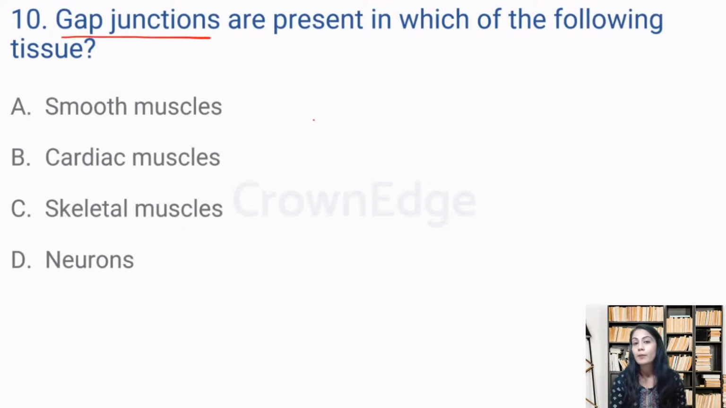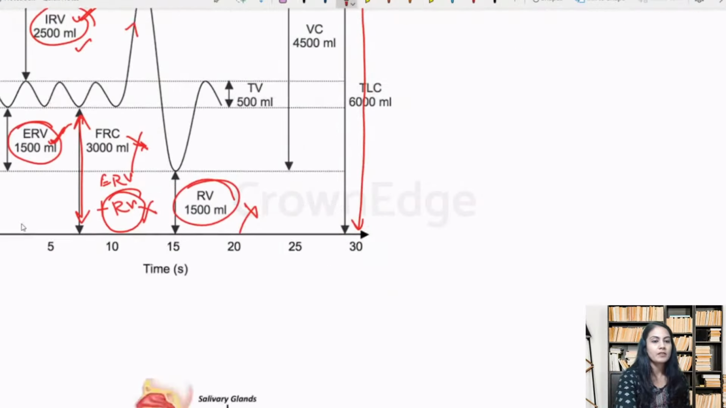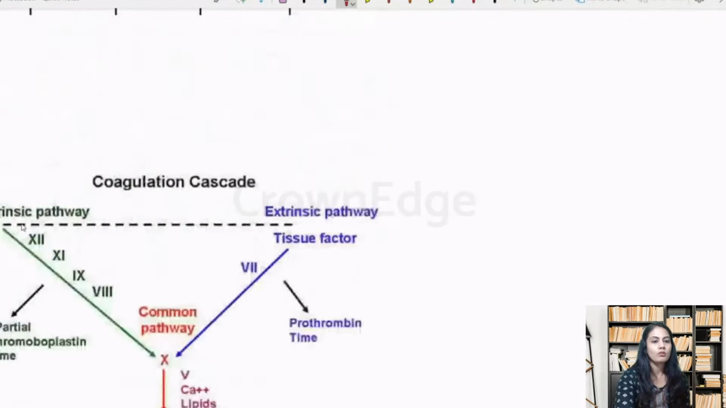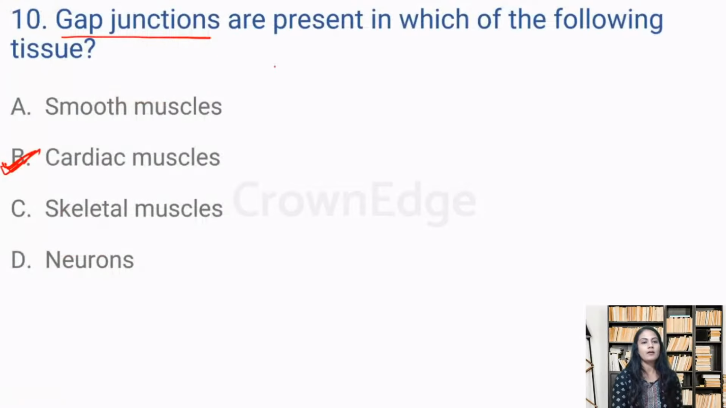Let's move on to the 10th question. Gap junctions are present. What is the gap junction? They are simply a gate which is present in your cardiac muscle. We do not have the diagram over here right now, so anyways, what are these gap junctions?